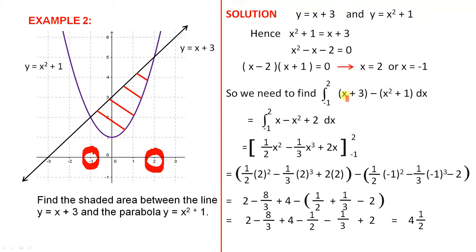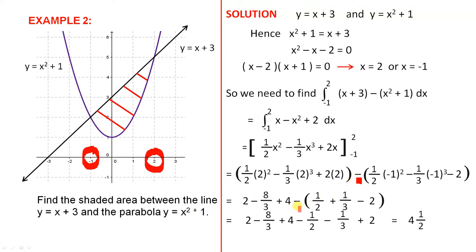When we simplify those terms there, we get x minus x squared plus 2. Here are our limits. We integrate that to get that expression. We still have our limits. When we substitute 2 in there, we get all those terms there, minus, when we substitute minus 1 in there, we get all those terms there. Now, if you look at those terms in the first set of grouping symbols, that gives you 2 minus 8 over 3 plus 4. So if you simplify each of those, you'll get 2 minus 8 over 3 plus 4.